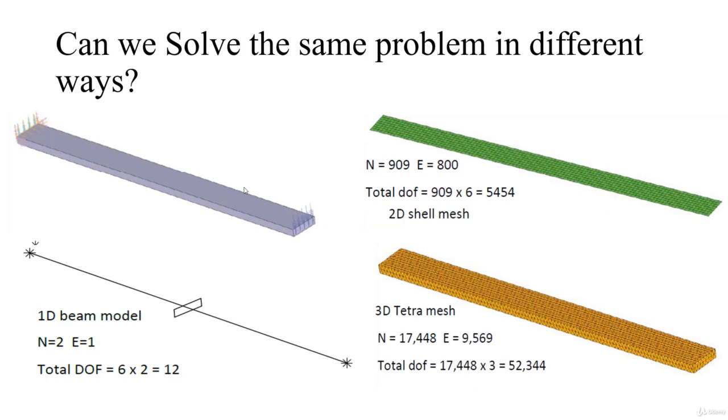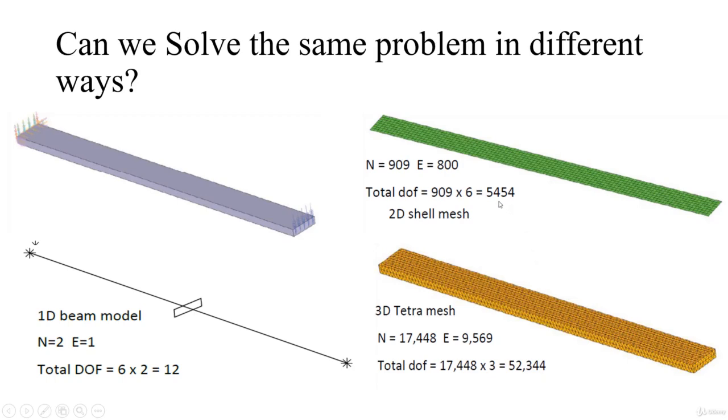So coming to the question, can we solve the same problem in different ways? Yes, we can solve the same problem in different ways. Here, for example, we have taken a fixed beam where we have solved this particular beam in the 1D form, as well as in the 2D form, as well as in the 3D form. See here, coming to the 3D form, what happens? The number of equations to be solved was 52,344.